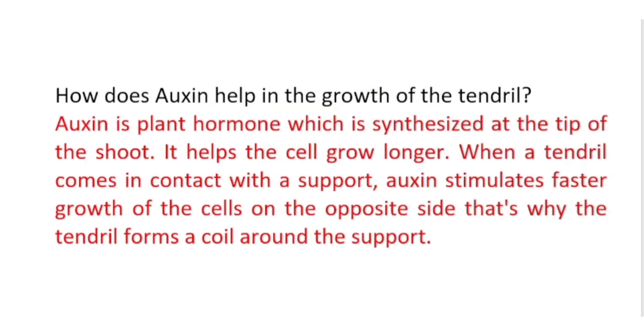How does auxin help in the growth of the tendril? Auxin is plant hormone which is synthesized at the tip of the shoot. It helps the cell to grow longer. When a tendril comes in contact with a support, auxin stimulates faster growth of the cells in the opposite side. That is why the tendril forms a coil around the support.